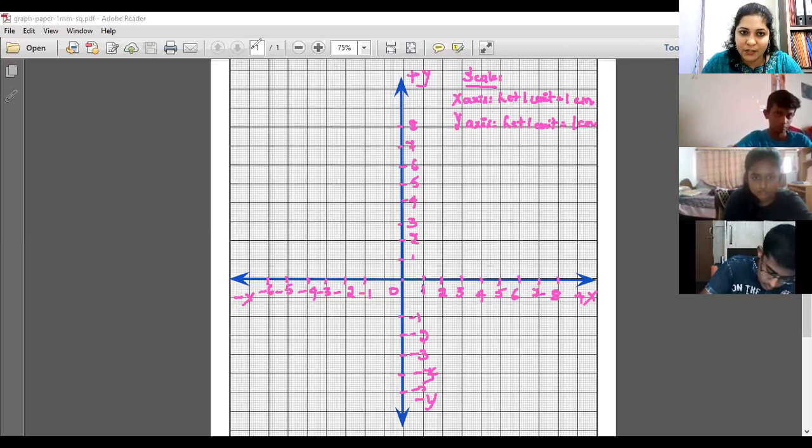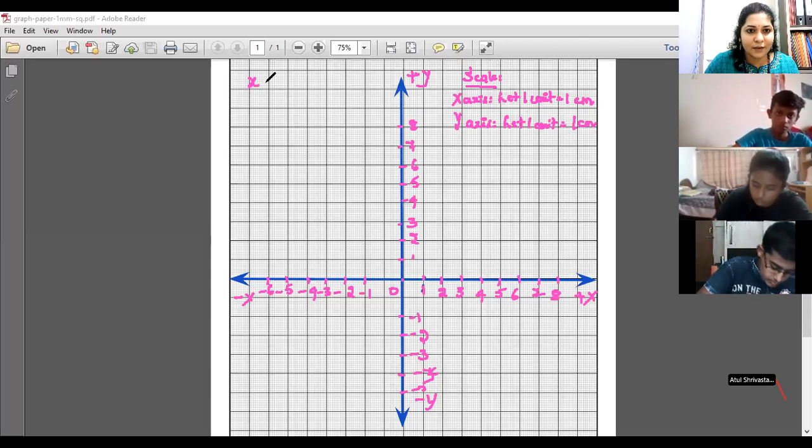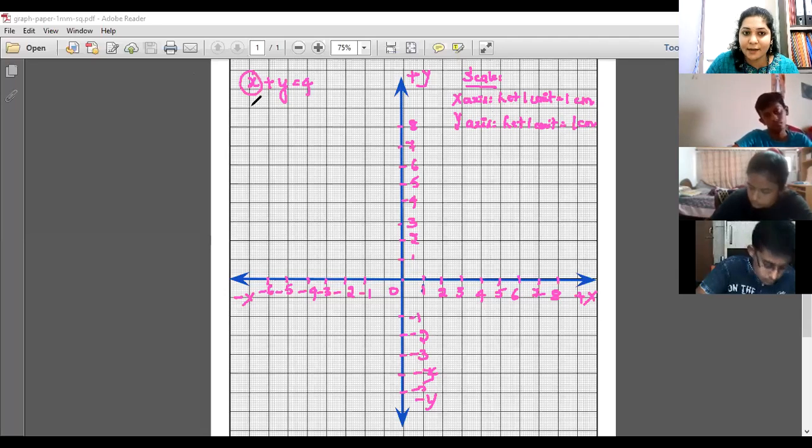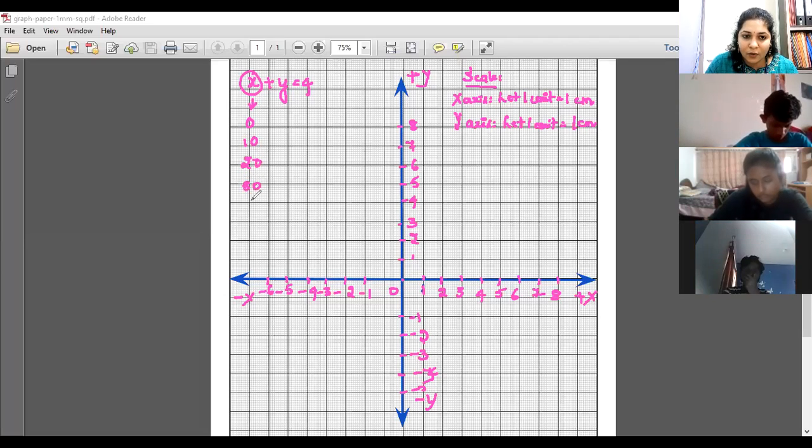Now say for instance, this was the given equation. What equation was given to us? We have the equation x plus y is equal to 4. Say for instance, you are substituting values of x starting from 10. So you substituted the value of x as 0, then you did it as 10, 20, 30, 40.